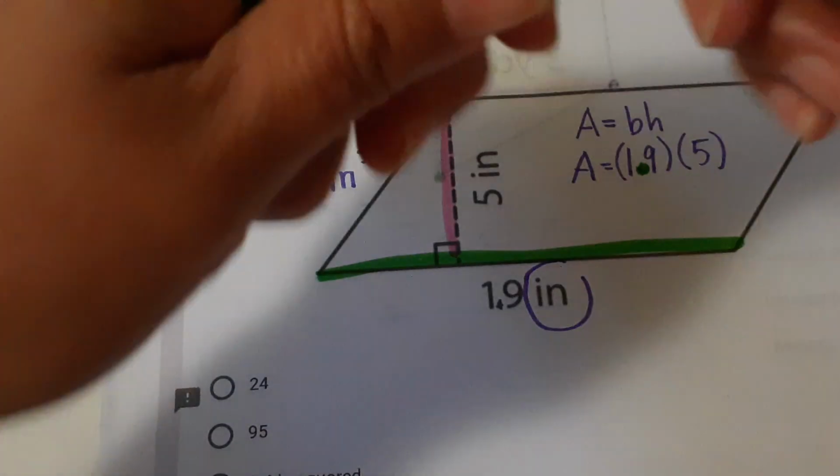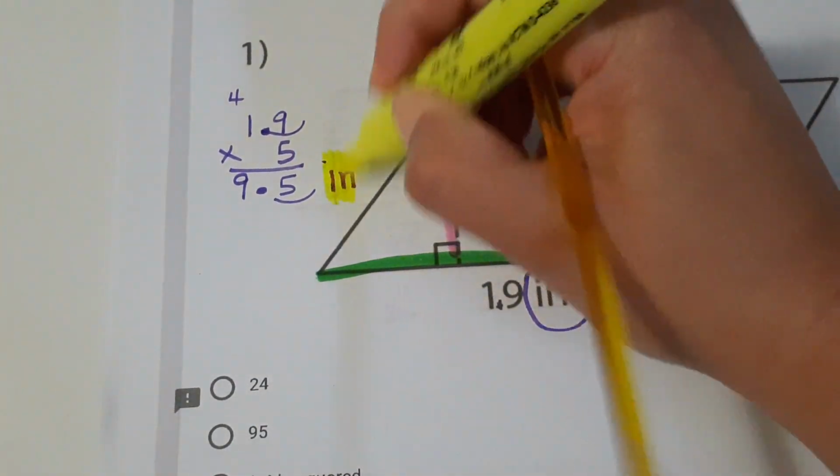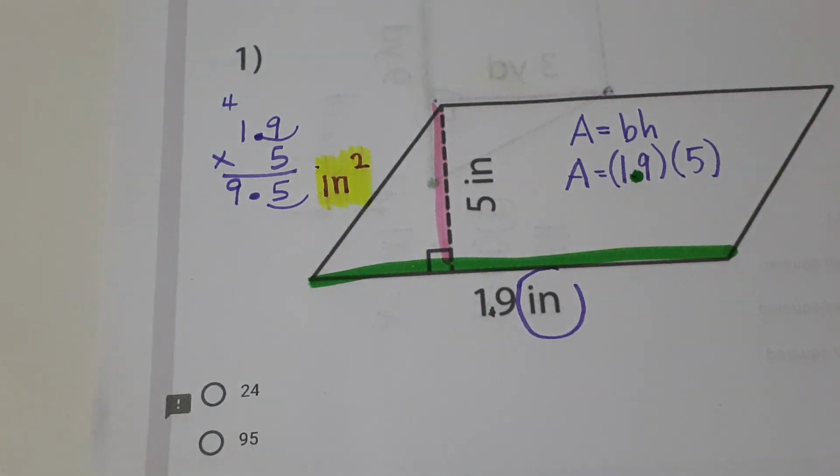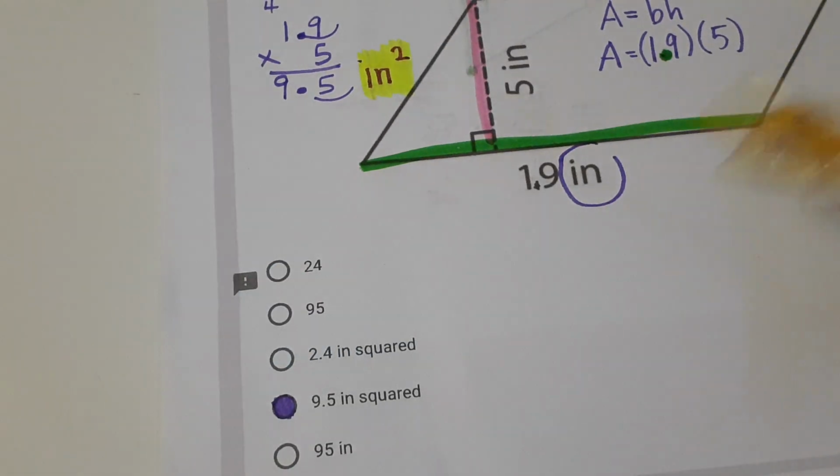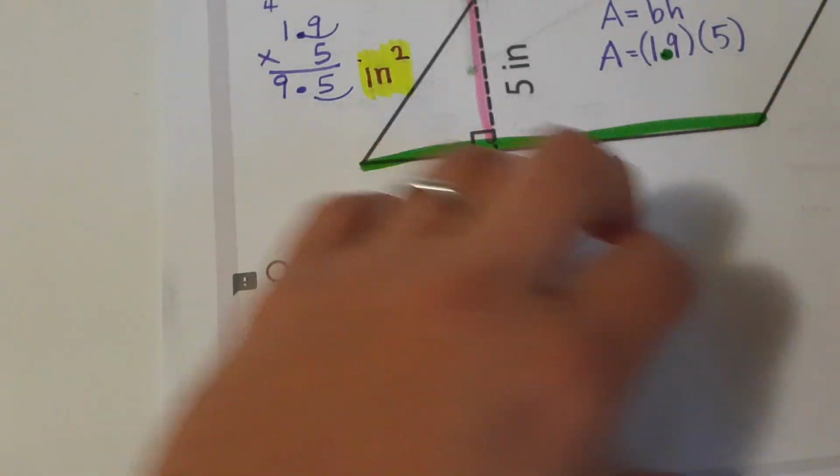Don't forget that you must include the units of measurement squared. So that was your answer right here. Let's go on to number 2.